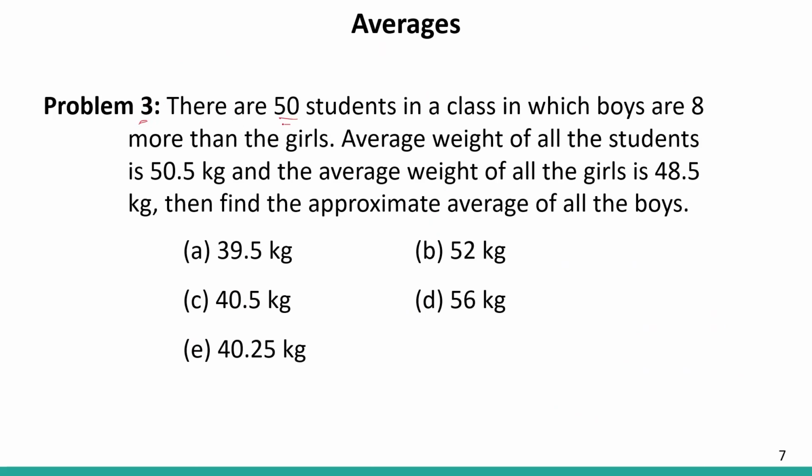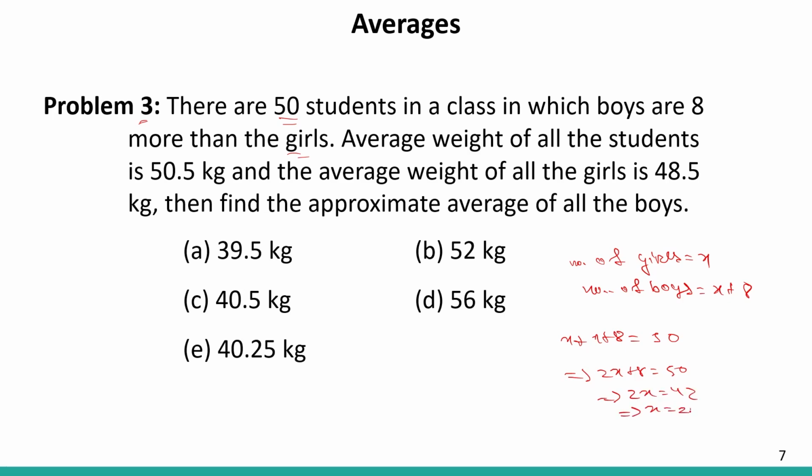There are 50 students in a class in which boys are 8 more than the girls. So let the number of girls be x, and the number of boys is x plus 8, and given to us that their sum is equal to 50. So x plus x plus 8 is equal to 50. So this implies that 2x plus 8 is equal to 50, so 2x is equal to 42, so x is equal to 21. So the number of girls in the class is 21 and the number of boys is equal to 29.